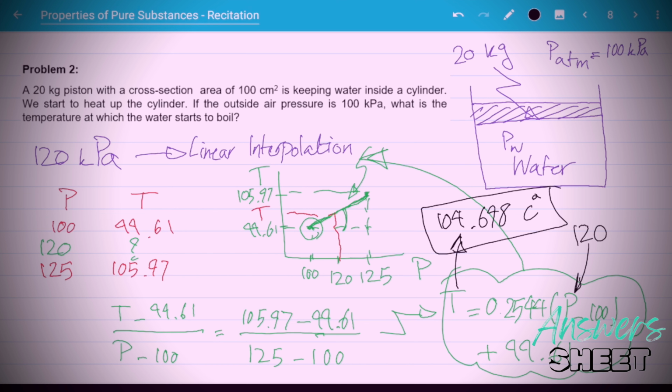Now, in order to check your answer, let's go back to our table here. We are doing a linear interpolation, so the data that we get should be larger than our lower bound and smaller than our higher bound. Now 104.698 fits that criteria, so we are kind of sure that what we did was right, and this is the actual temperature. So in order to answer this question, the temperature at which the water starts to boil will be 104.698 degrees Celsius.